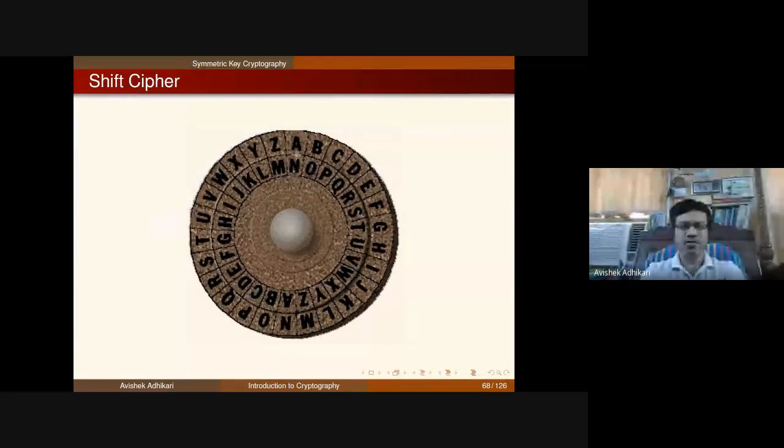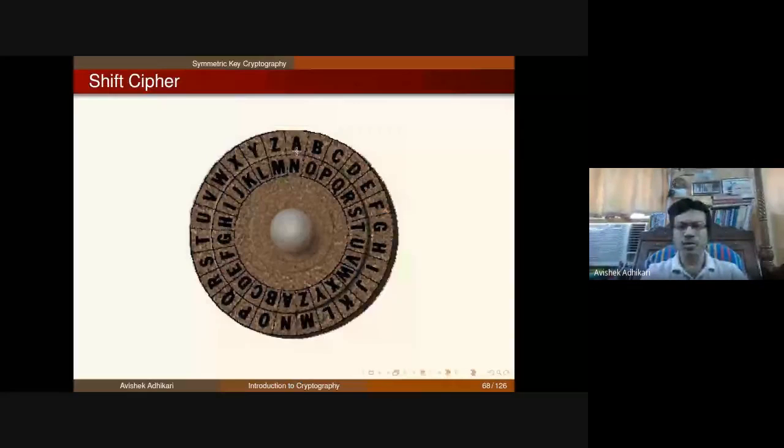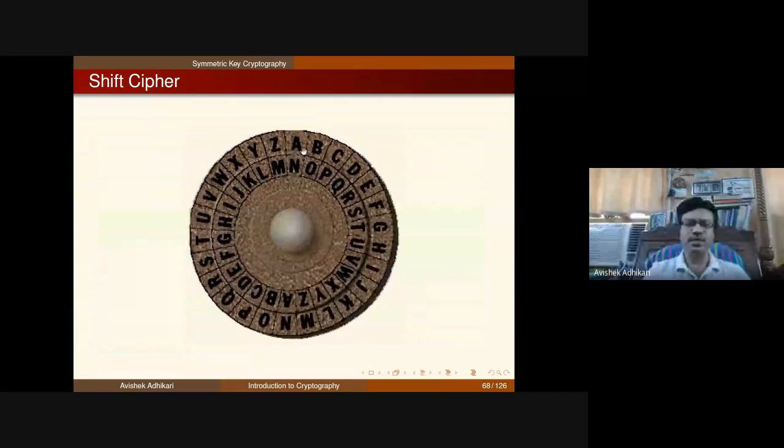So A goes to N means the key was, can you explain what was the key? A goes to N, A goes to N. That means K equal to 13. If I use K equal to 13, then this is the instrument that was used. So what they did, they just shift it like this. How many times do they want to shift? So it's a right shift 13 times.